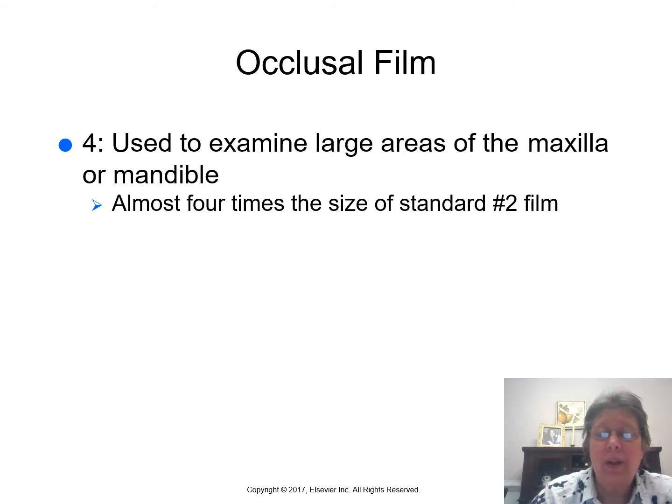We talked about the occlusal film. That's our size 4, and we use it to examine those large areas of the maxilla, the upper teeth, or the mandible, the lower teeth. It's almost 4 times the size of a standard number 2 film.